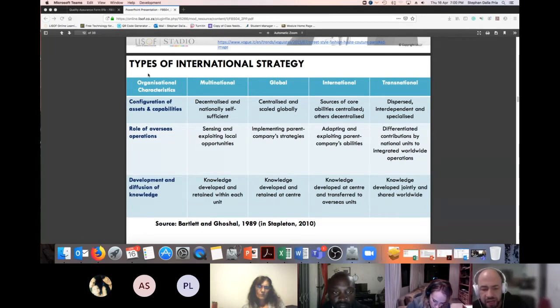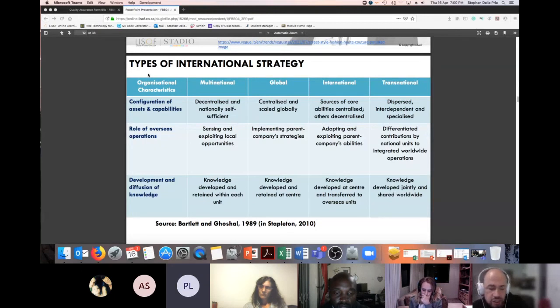Knowledge is developed and retained within each unit for a multinational, but knowledge is developed and retained at the center. And again, if I read the TFG annual report, that sounds to me like a company actually developing knowledge at its center unit, which is basically its executive management unit. And it's basically dispersing strategy based on the market opportunities around the world. Okay. Does that make sense?